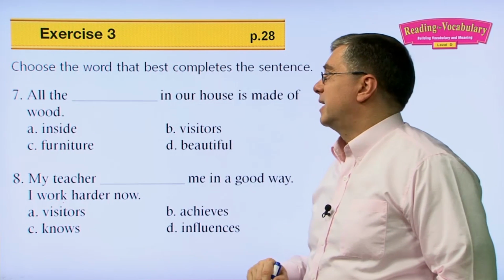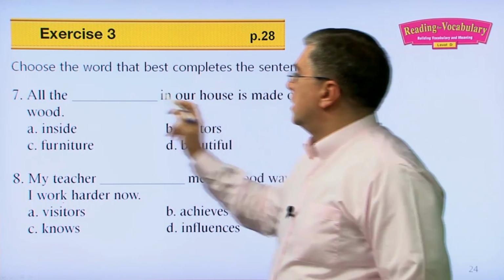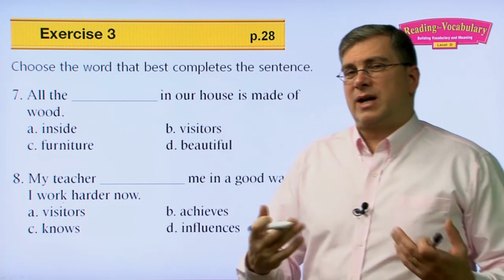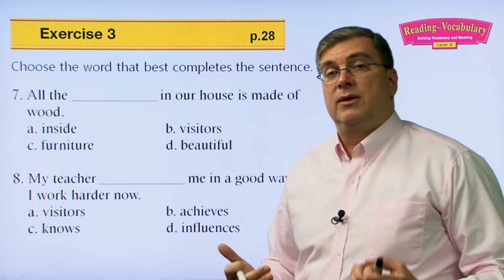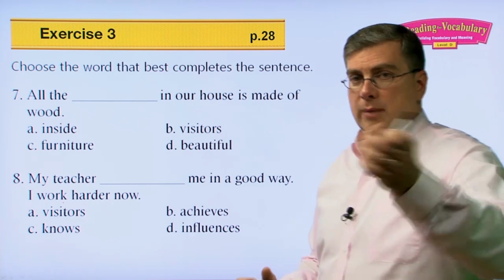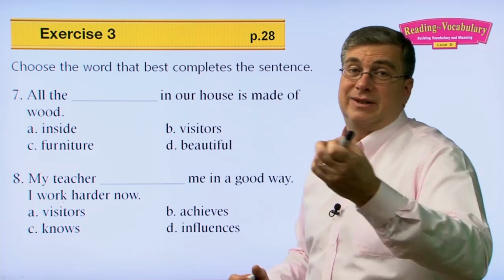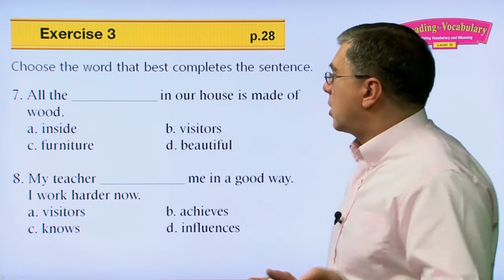Okay, let's move on to number 7. All the beep in our house is made of wood. So what do you have inside your house that might be made of wood? It's usually made of wood. Think about your bed. Think about your chair. Think about your table, your desk, right? These things, what do we call these things?